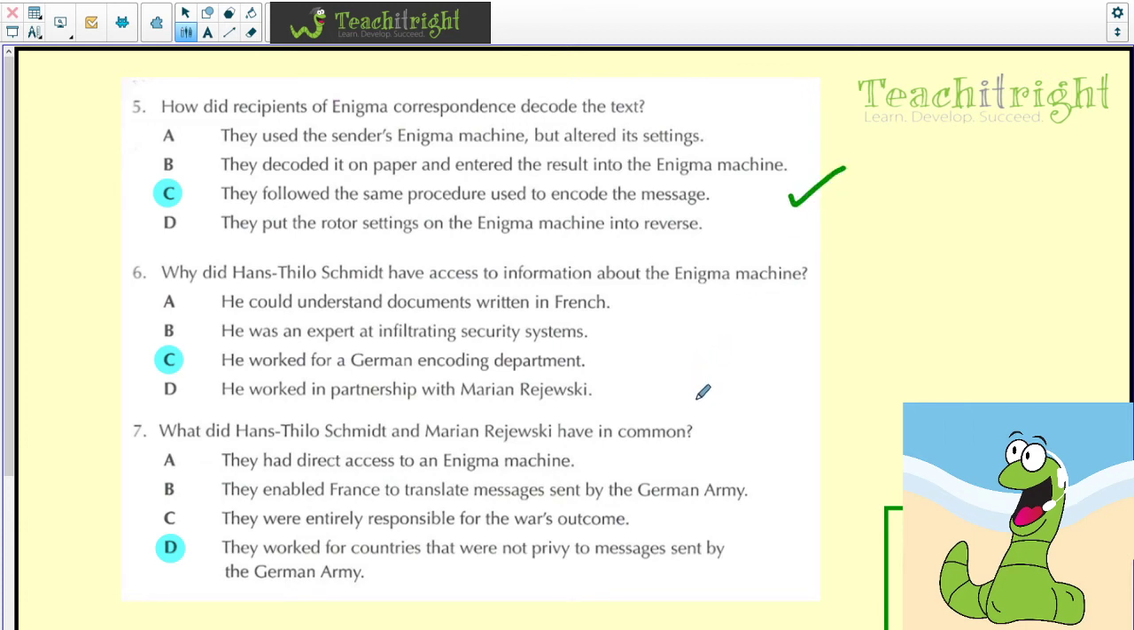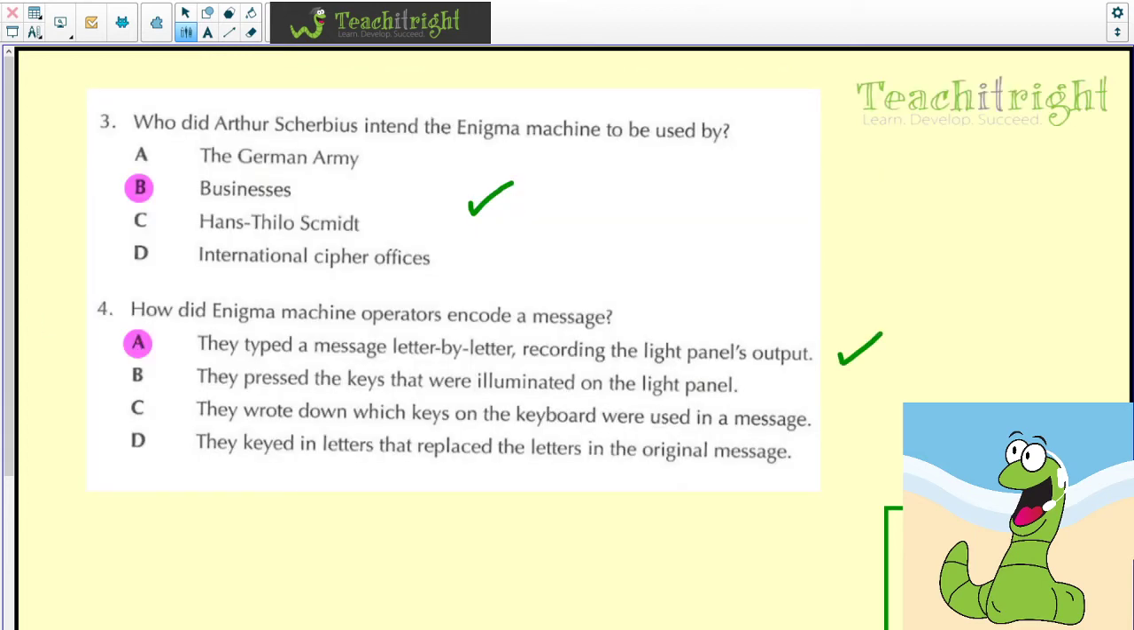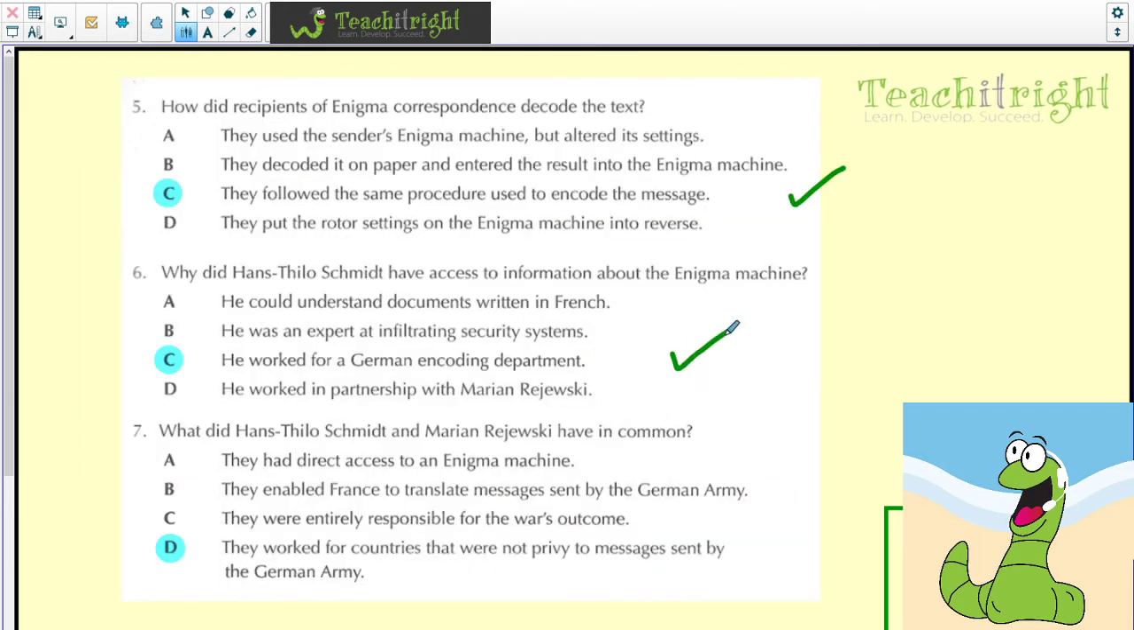Why did Hans Thilo Schmidt have access to information about the Enigma machine? He worked for a German encoding department. Let's go and see if it mentions anything about that. Here we go. He who held a position at Germany's Cipher office in Berlin. So I think that's proof enough. Let's go back to the question. So that should have been C.